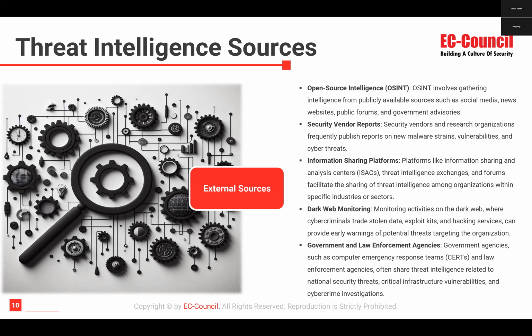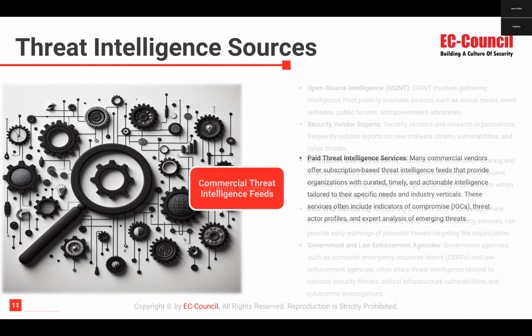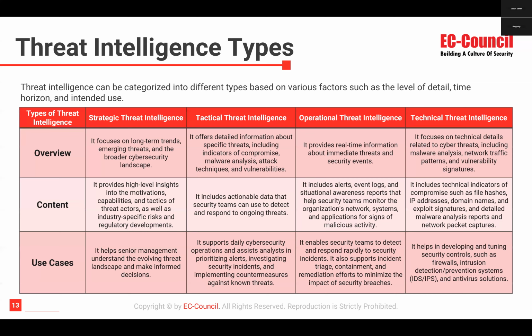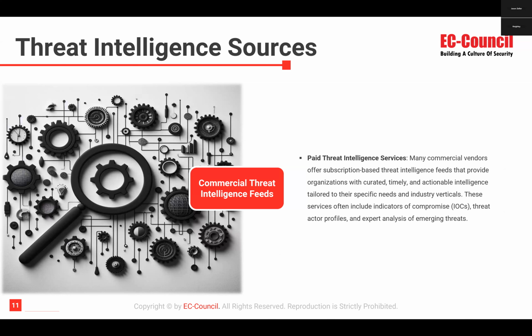like the CERT, which is the Computer Emergency Response Teams that get out there. You can also have commercial threat intelligence feeds that are paid for. And so many commercial vendors will offer a subscription-based threat intelligence feed that provides organizations with curated, timely, actionable intelligence. Right? That's where you get to pay the big hefty fees.